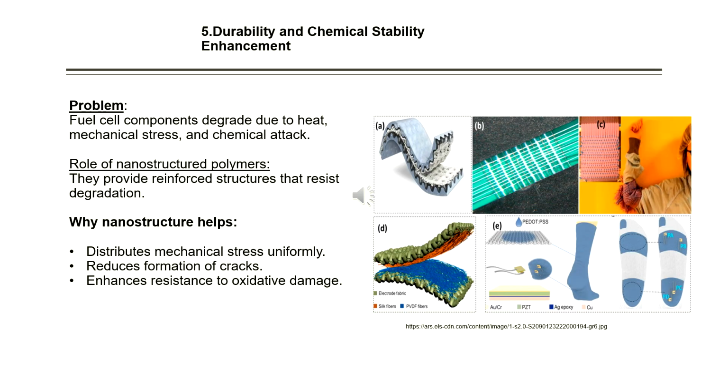The fifth application is durability and chemical stability enhancement. The main problem here is that fuel cell components degrade due to heat, mechanical stress, and chemical attack. The role of nanostructured polymers here is they provide reinforced structures that resist degradation. Why does nanostructure help in this process? This nanostructure helps to distribute mechanical stress uniformly, which reduces the formation of cracks and enhances resistance to oxidative damage.